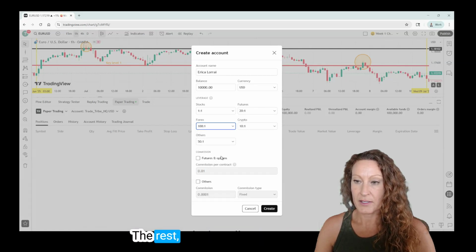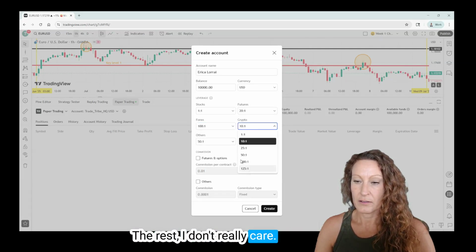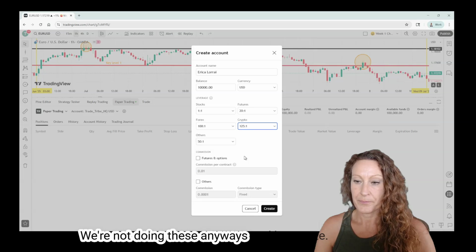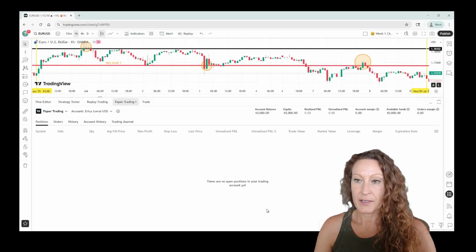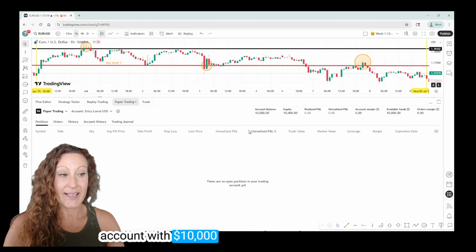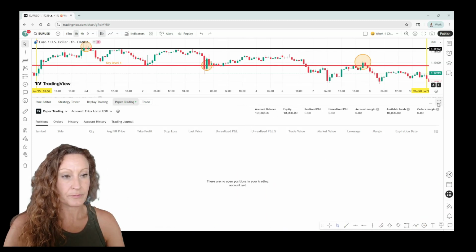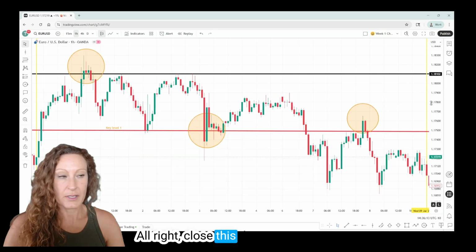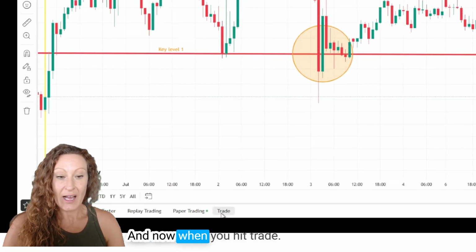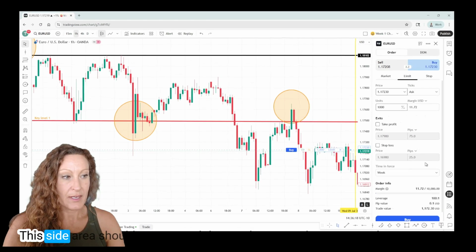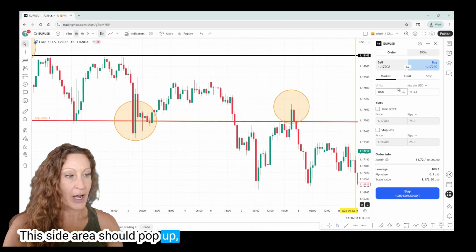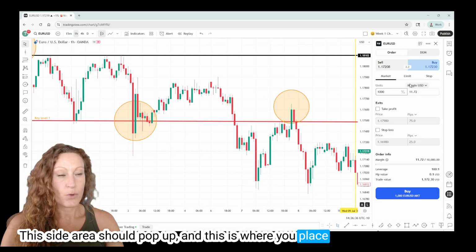The rest, I don't really care. We're not doing these anyways. And hit create. Okay, now you should have your paper trading account with $10,000 in it to play with. All right, close this down. And now when you hit trade, this side area should pop up, and this is where you place your trade.